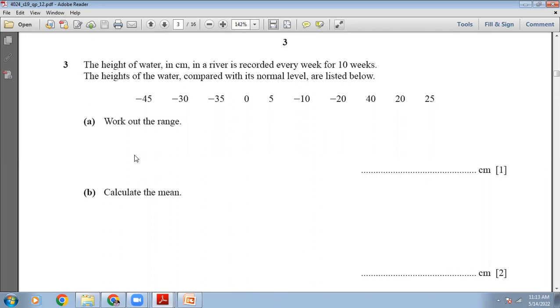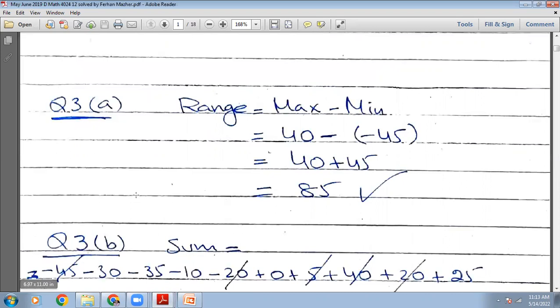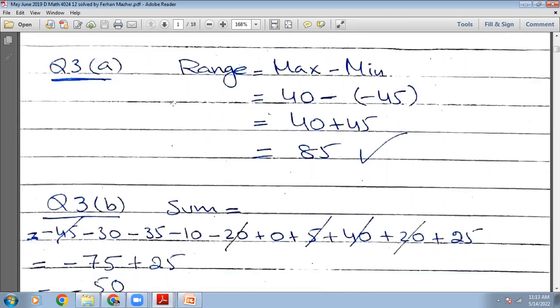So work out the range. The range is always the maximum value minus the minimum value. So what is the maximum value here in positive? That's 25, 40. 40 is the maximum value and the minimum value is minus 45. You subtract them, that will give you the range. So range is maximum minus the minimum.